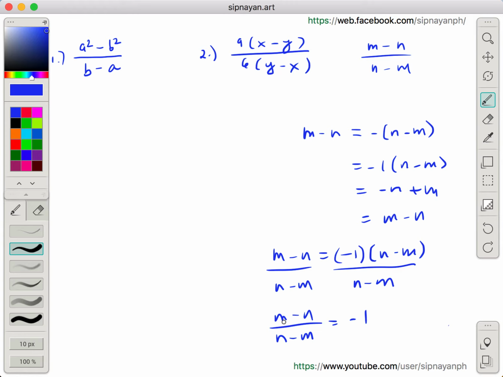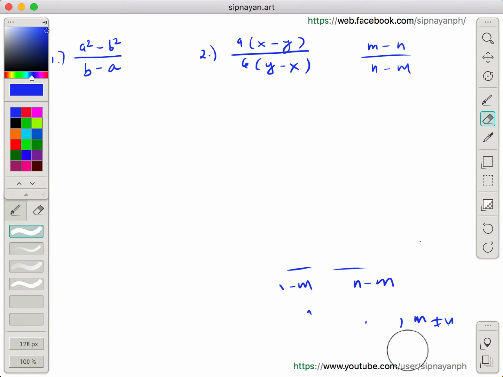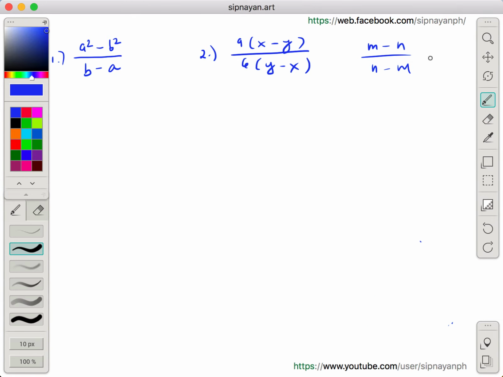And again, this is a case that m is not equal to n, kasi pag nag-equal sila, magiging 0 over 0 siya. So, dapat meron tayong ganito. Mag-agree na lang tayo na dapat ganito pero hindi natin kailangan ilagay palagi. Although kung magsusolve kayo, I think it's better if you put the restriction. So, knowing this case that m minus n over n minus m equals negative 1, madali na natin isosolve ito.